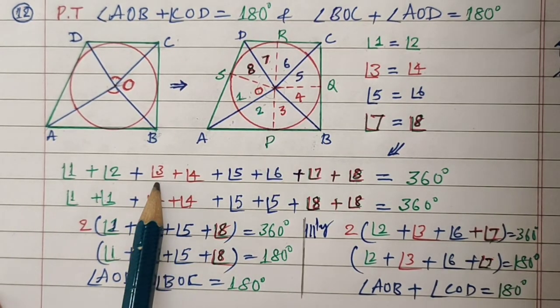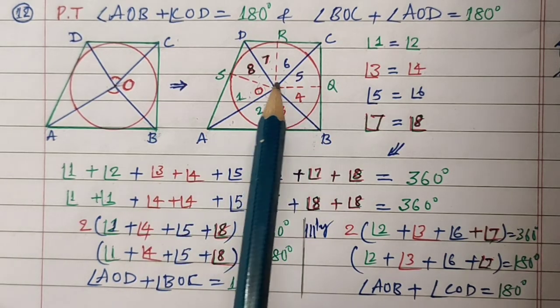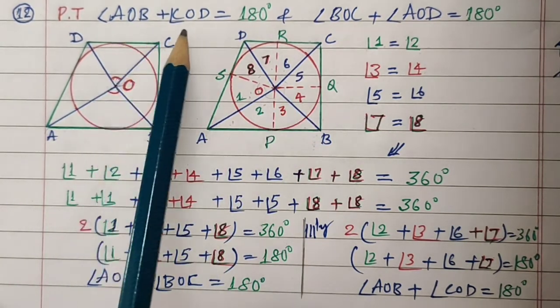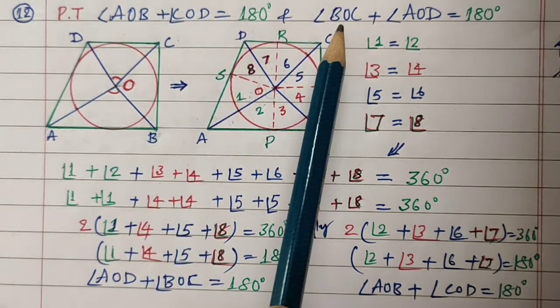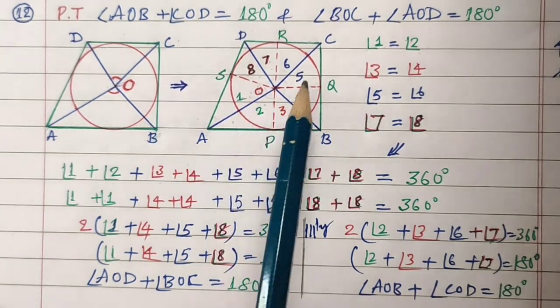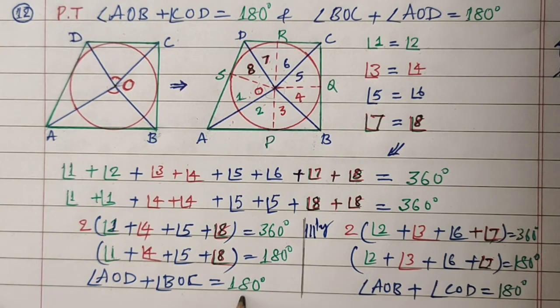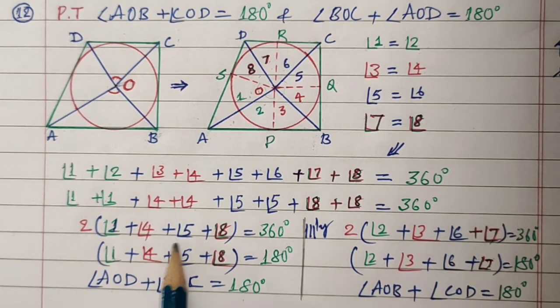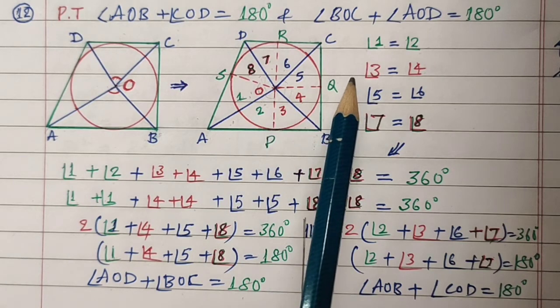Why have we taken 4 instead of taking 3? We need to prove that AOB plus COD is equal to 180 degrees, and BOC plus AOD is equal to 180 degrees. So we have taken this plus this plus this, so that we can prove that these two are equal to 180 degrees. Here we have taken 4, 5 and 8 to make these two, and the sum of these two is equal to 180 degrees.